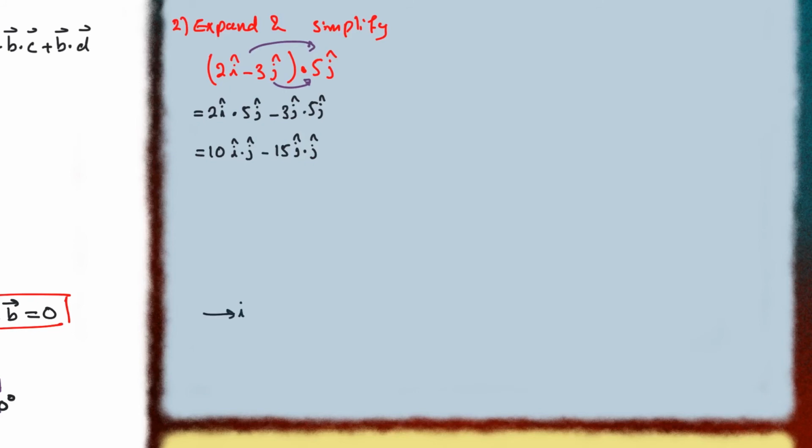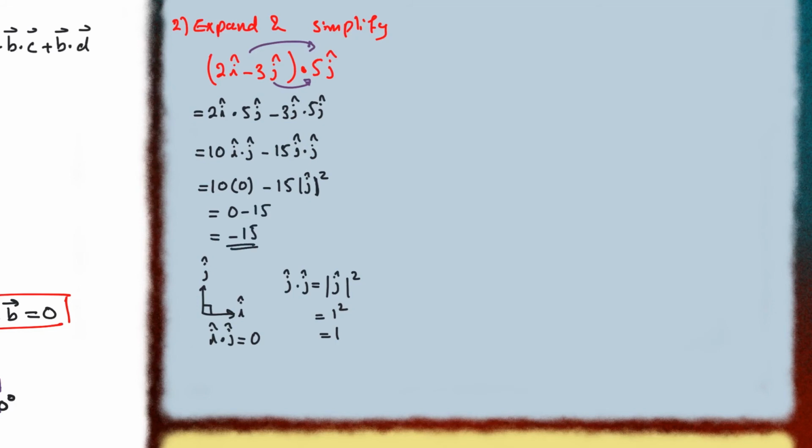Note that when we plot out i and j, their unit vectors in x and y direction, they are perpendicular to each other, meaning that their dot product is 0, so we get 10 times 0. And j times j, using our property, j dot j will be the magnitude of j squared. The magnitude of j is 1, it's a unit vector, squared that gives us 1. So we get 10 times 0 minus 15 times 1, which is negative 15.